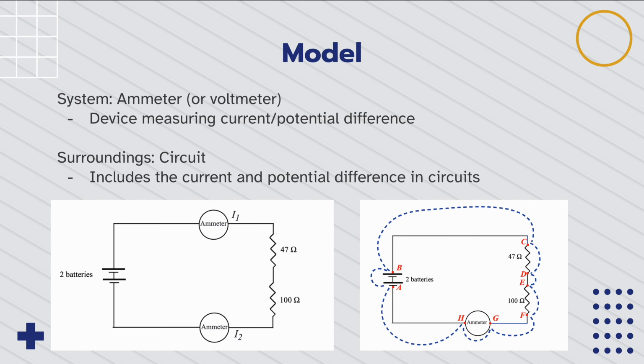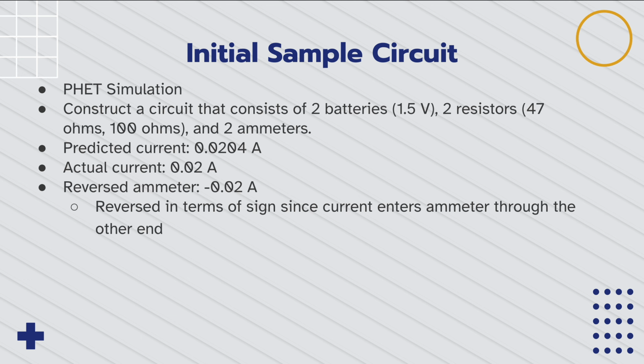Here are some visual models for the circuits that were created in this lab. The system is a device measuring the current or potential difference. The surroundings is a circuit being measured. So first I created a simple circuit with parameters shown. The ammeter then measured the current flowing through the circuit. It's important to note that the predicted current and measured current are nearly identical. When the ammeter is reversed, the measured current is negative as the current enters the ammeter through the other end.